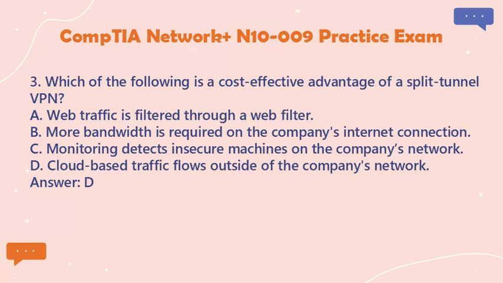3. Which of the following is a cost-effective advantage of a split-tunnel VPN? A. Web traffic is filtered through a web filter. B. More bandwidth is required on the company's internet connection. C. Monitoring detects insecure machines on the company's network. D. Cloud-based traffic flows outside of the company's network. Answer: D.